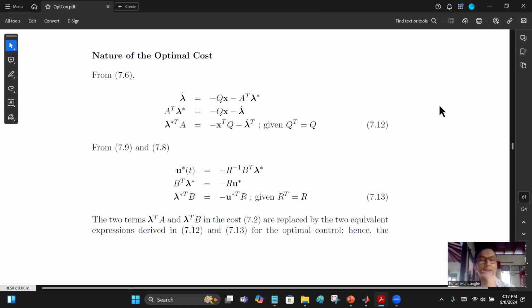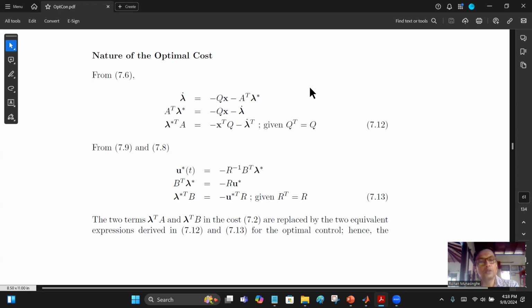Now let's look at the nature of the optimal cost, because when you do the optimization, what you say is, okay, my gradient is 0, the first order necessary conditions, right? But you can have the gradient 0 for minimum or maximum. So therefore you need to go to the next derivative, the second derivative, and figure out whether you have a minima or maximum, right? So that is the discussion over here, nature of the optimal cost.